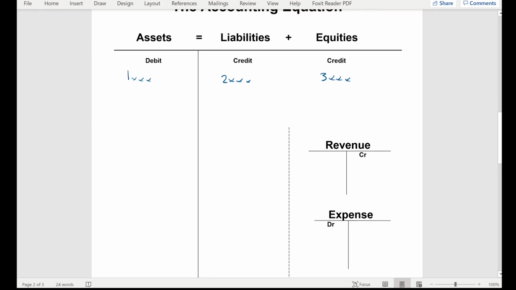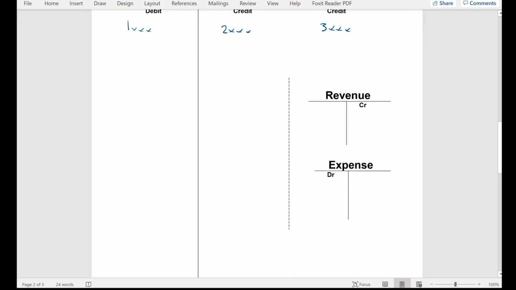And then as we move down here, we have the revenue and expense. The revenue starts with 4 if you're numbering, and the expenses start with 6. And I'm going to go ahead and add a COGS right down here, and that starts with 5. The normal balance to increase the revenue is that credit. The normal balance to increase the expense is the debit.